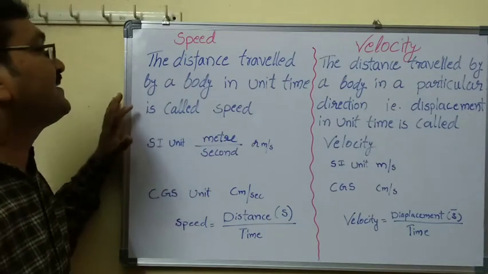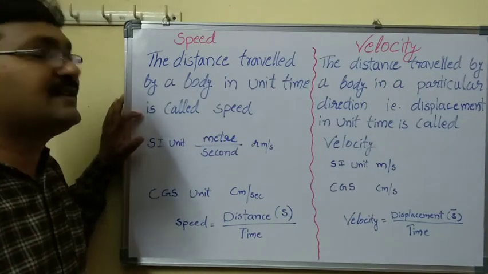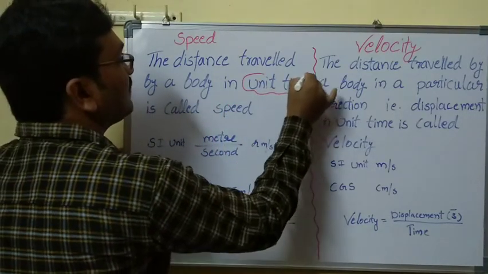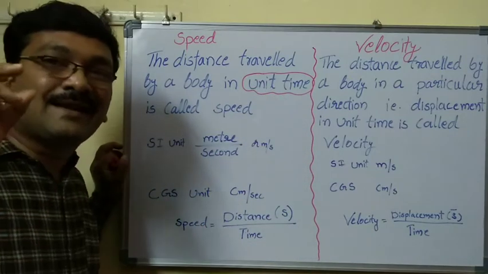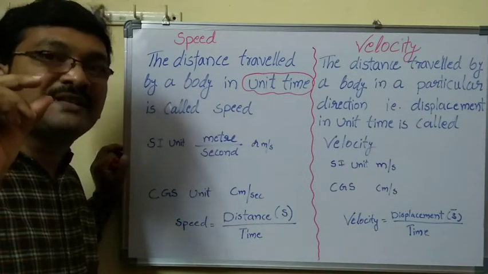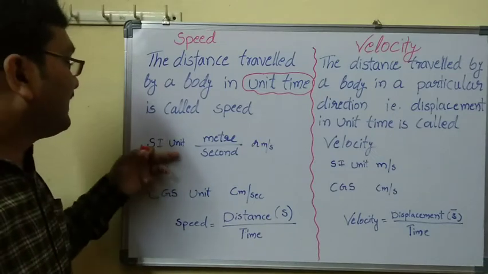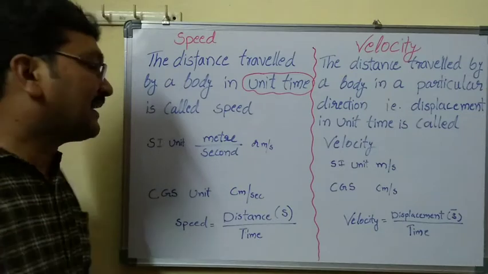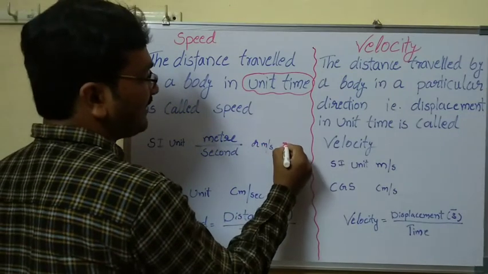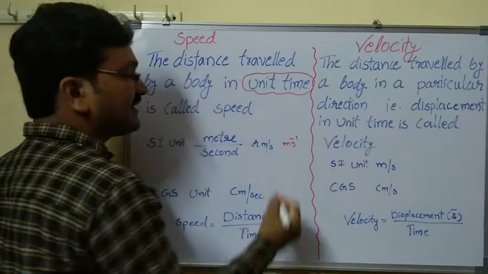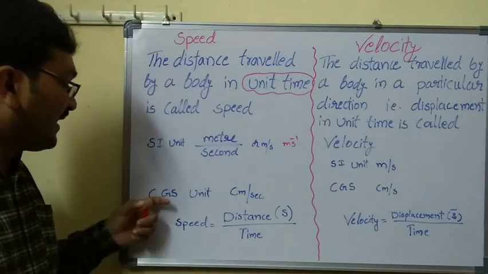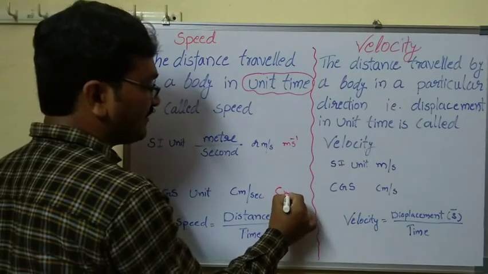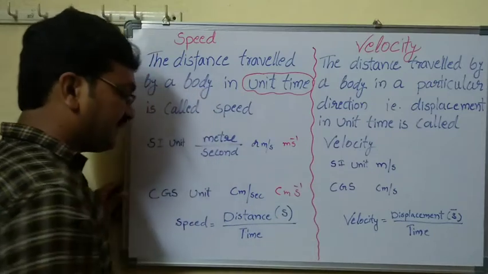Speed: the distance traveled by a body in a unit time is called speed. Unit time means we are taking the time as one certain particular unit. The SI unit is meters per second, which we can also write as meter second inverse. The CGS unit is centimeters per second, which we can also write as centimeter second inverse.